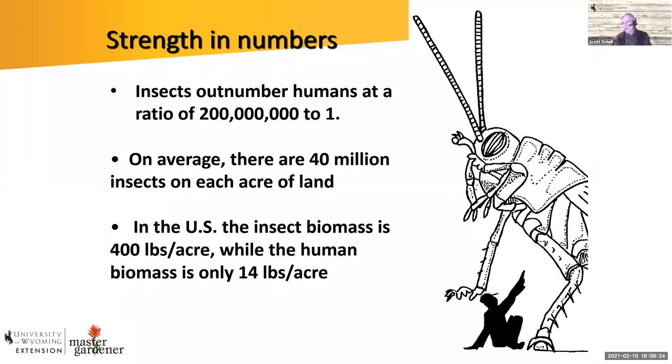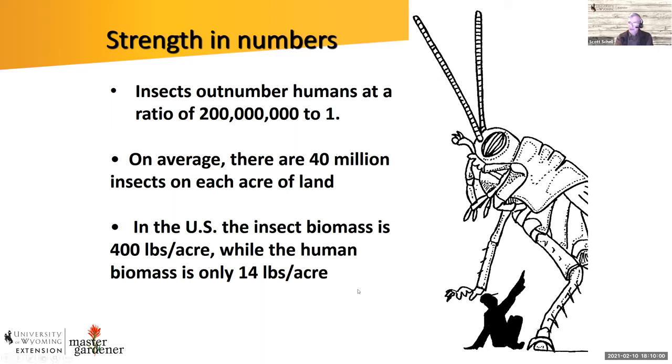Besides being very diverse, they're also the most numerous types of animals. It's been estimated that insects outnumber humans at a ratio of about 200 million to one. On average, there are about 40 million insects on each acre of land, and averages are always kind of deceiving, in that certainly in the tropical forests, you might have a lot of insects on an acre of land, whereas in the Arctic, you might have very few on an acre of land.